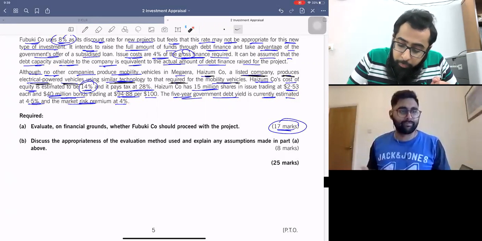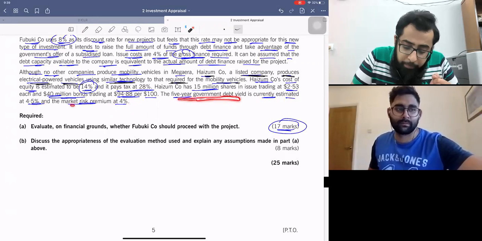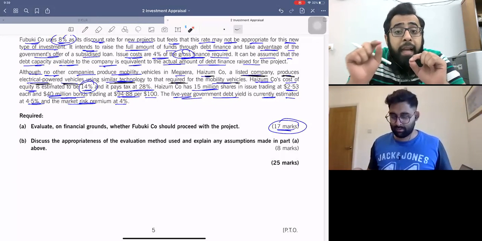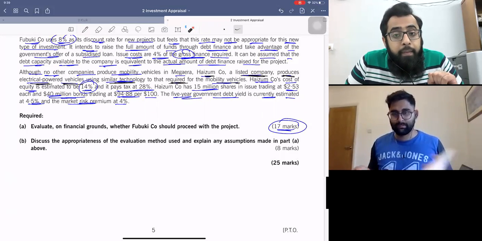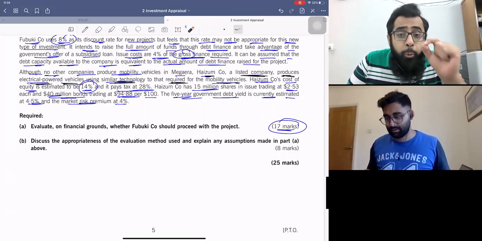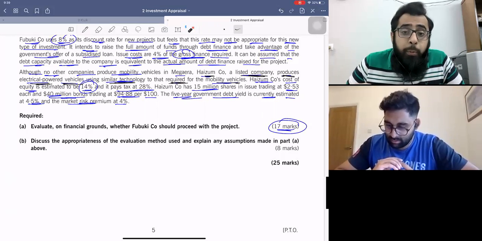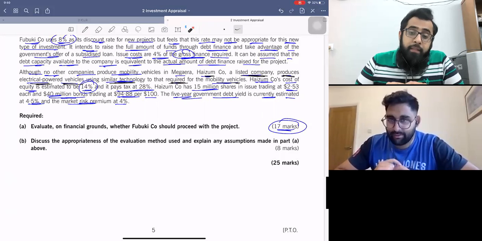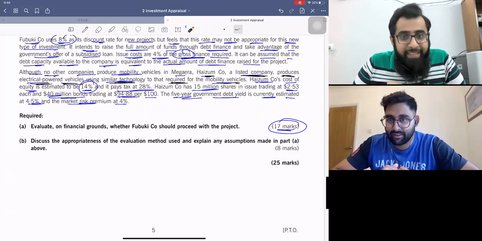I'm provided with the risk-free rate, which is the 5-year government debt yield rate, and I'm provided with the market risk premium. So through this, I can calculate the beta equity of the ICAEW company. If you remember the CAPM model, it is the risk-free rate plus (RM minus RF) into beta equity. RJ equals RF plus beta in bracket (RM minus RF).